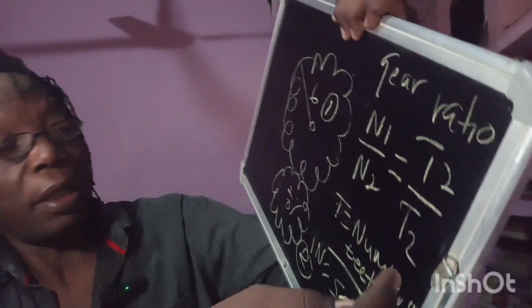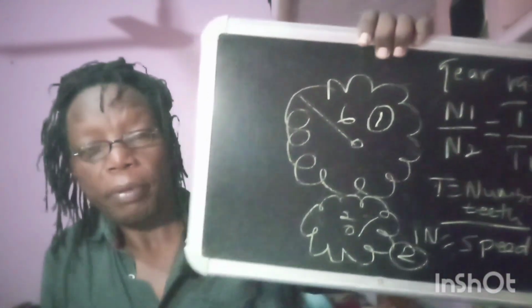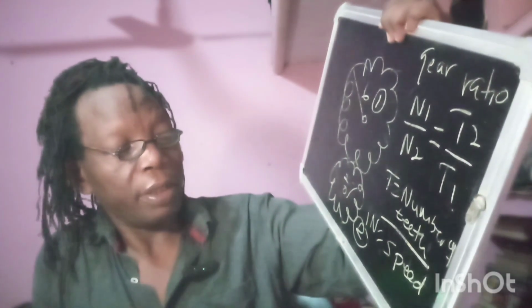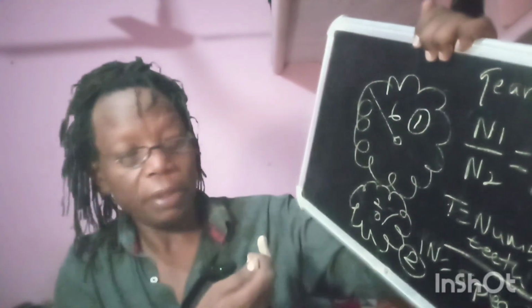Now what is T2, by the way? Oh, come on, this is T1, not T2. T stands for number of teeth, and N stands for the speed. So you can determine the ratio from what I showed you here.